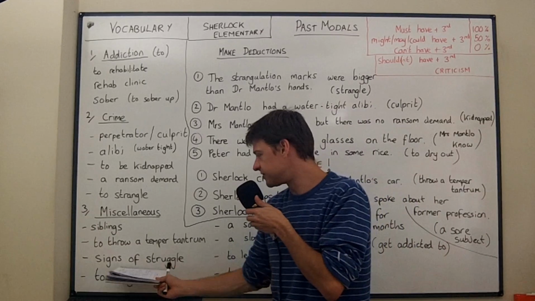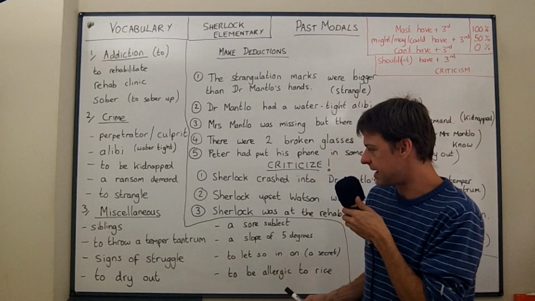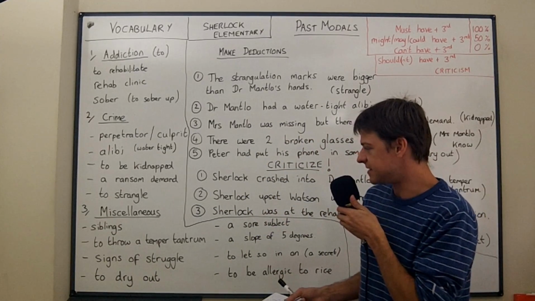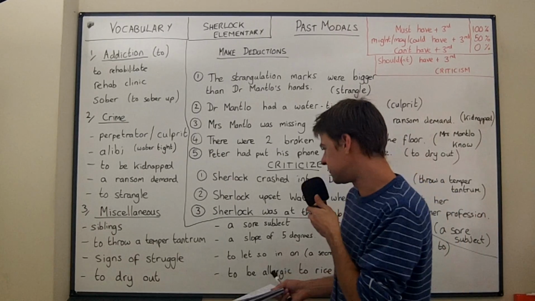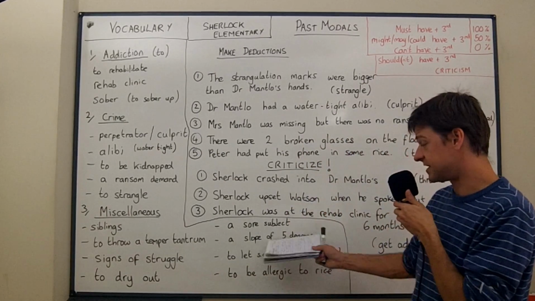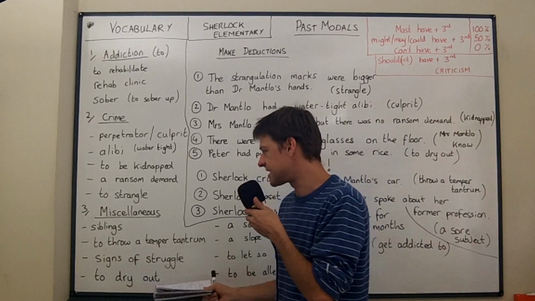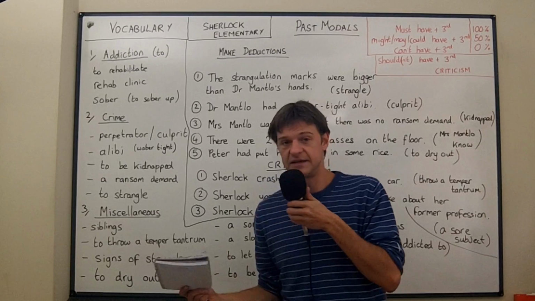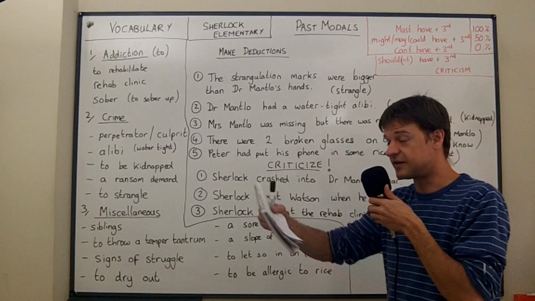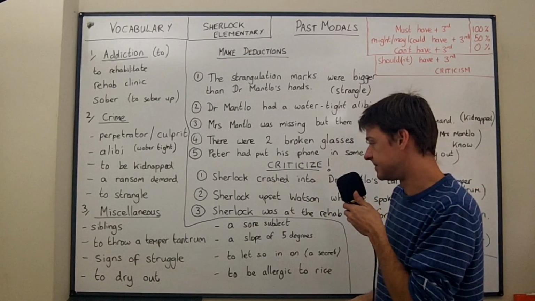Okay, there were signs of struggle in the bedroom at the scene of the crime, and this led Sherlock to deduce, along with the slope of 5 degrees, if you remember there was a slope in the room as well, he deduced that the victim's body must have been somewhere close to that room.